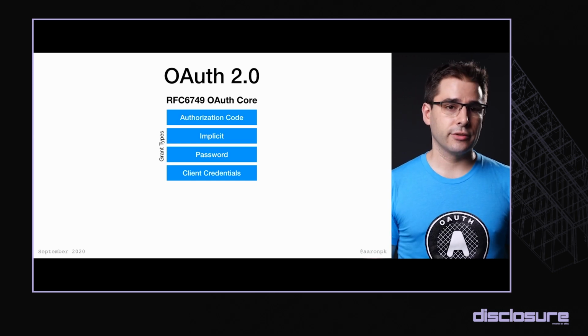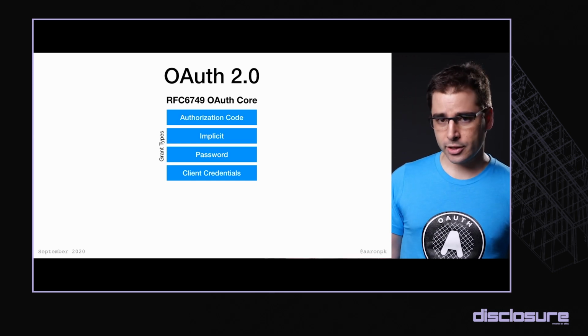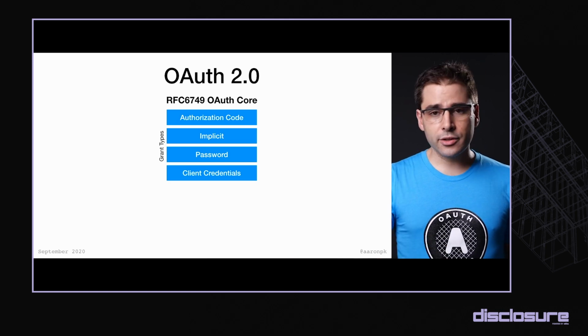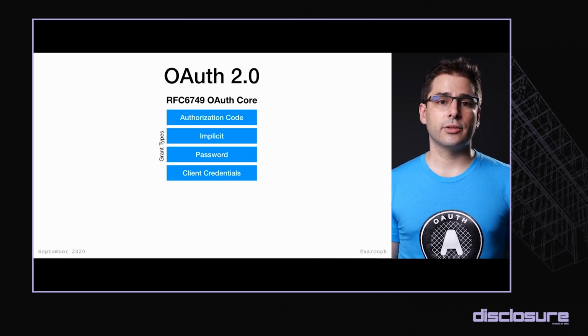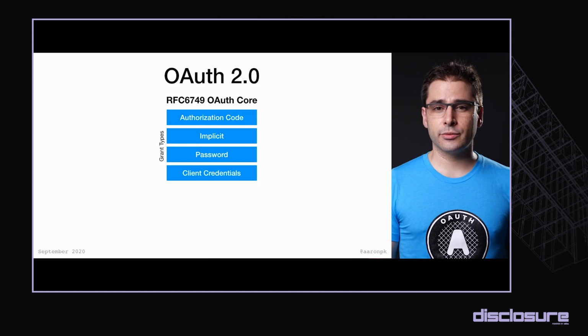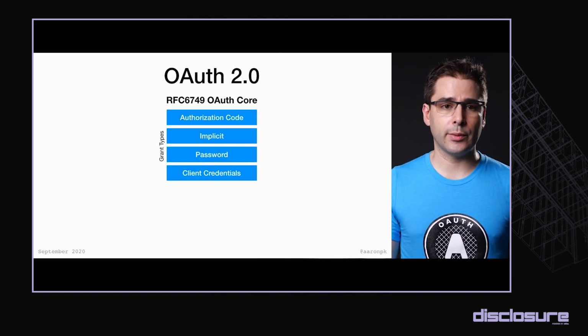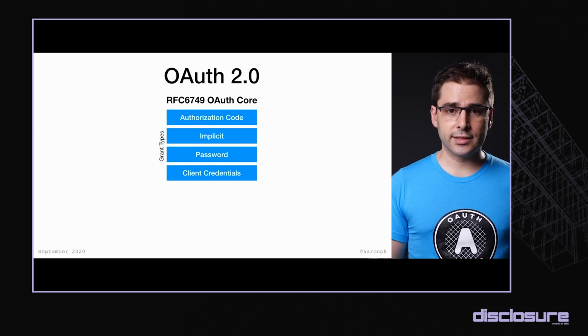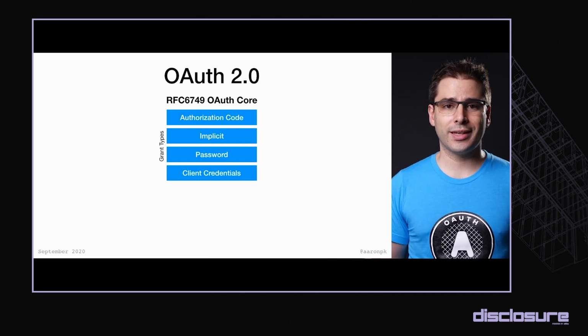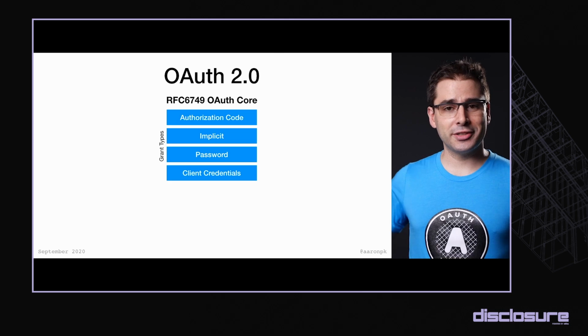So we have the authorization code flow, the implicit flow, the password, and the client credentials. The end goal of these flows is to get an access token. Once that flow is complete, it doesn't really matter which one had been used. That access token is the same and can be used the same way. So the core spec defines these flows, but the core spec doesn't actually define what an access token is. That's part of a different spec.